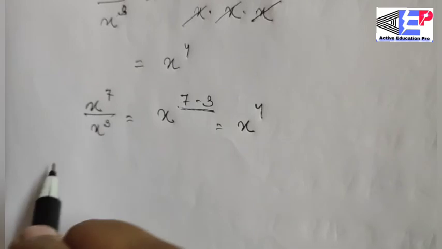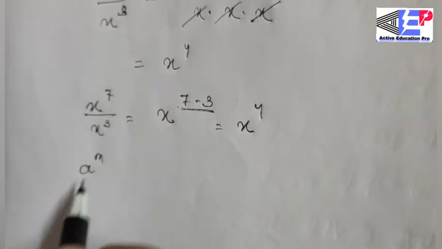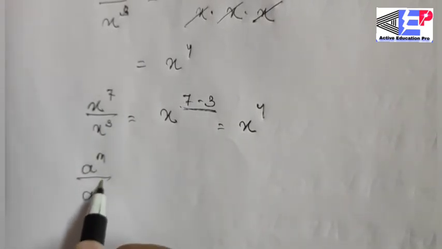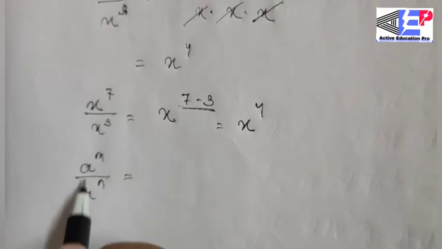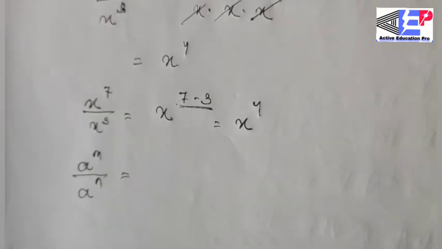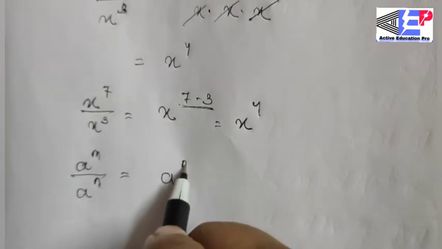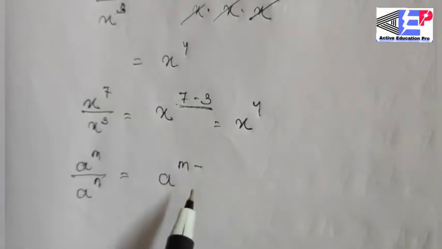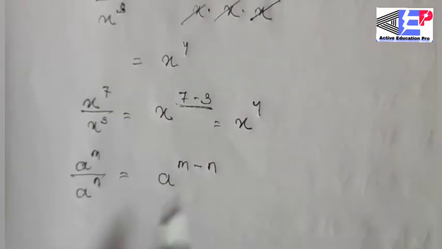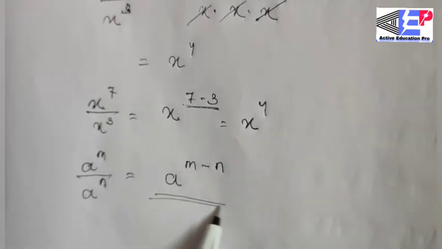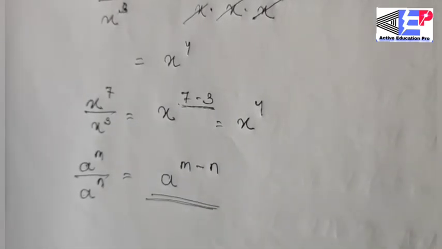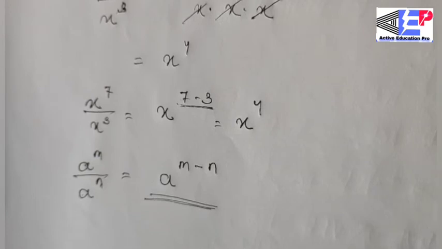Then the formula is: when a to the power m is divided by a to the power n, and the bases are the same, I mean the variables are the same. Here the variable is a, the power is m, and the denominator power is n. Then write the variable a and subtract the powers, m minus n. It is your division answer, a to the power m minus n.